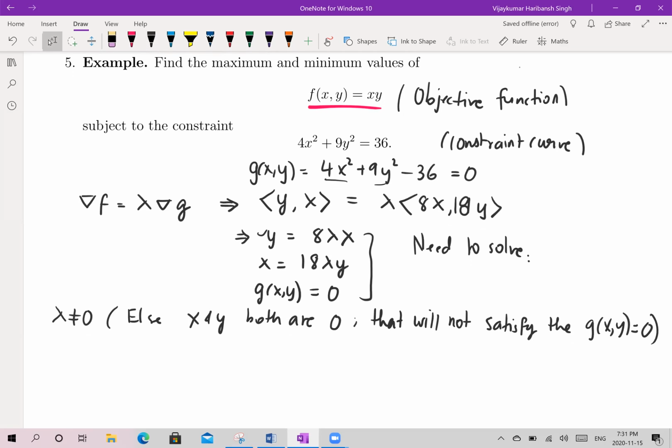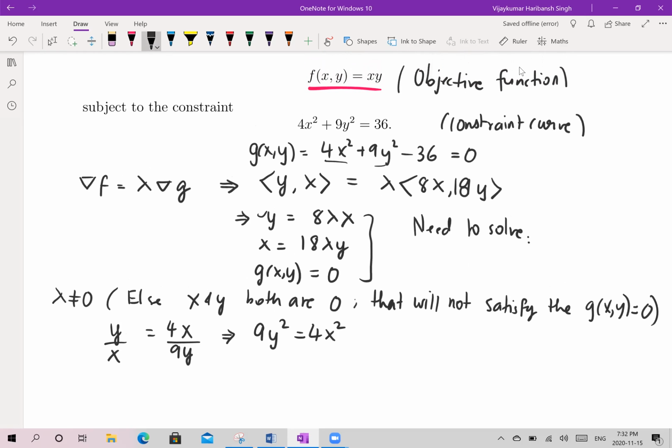So from there, we'll try to solve this set of equations. I would like to get rid of lambda. The way to get rid of lambda is I'll divide y by x. Note that there are other ways to do the same problem. We have 8x divided by 18y, so we get 4x divided by 9y. This will give me 9y squared equals 4x squared.